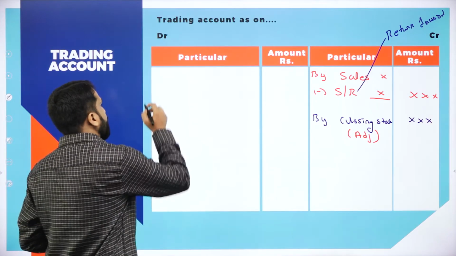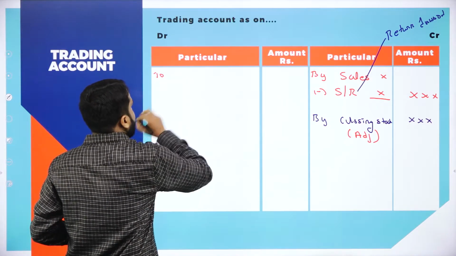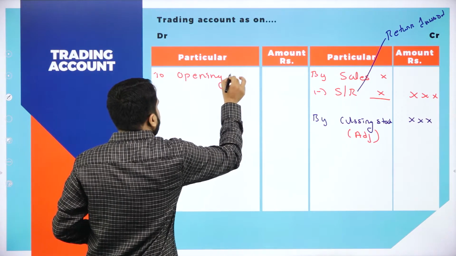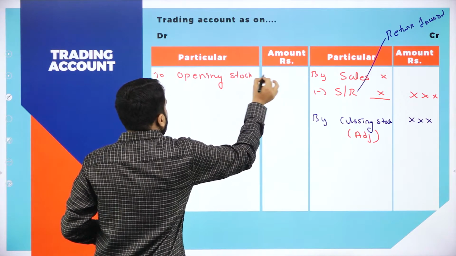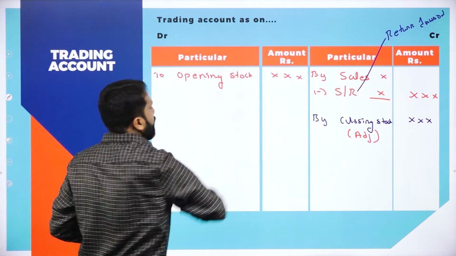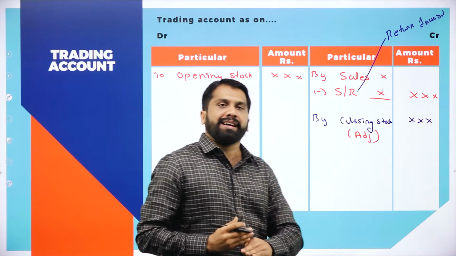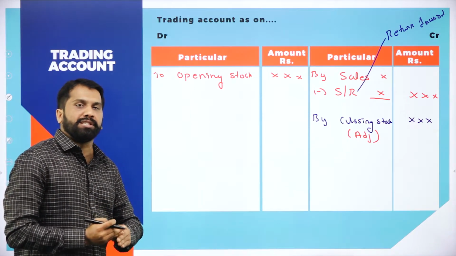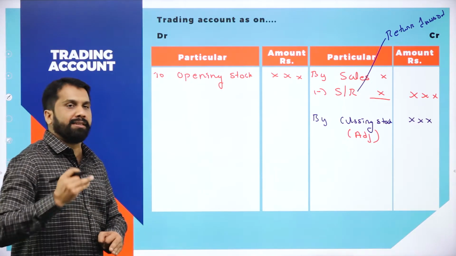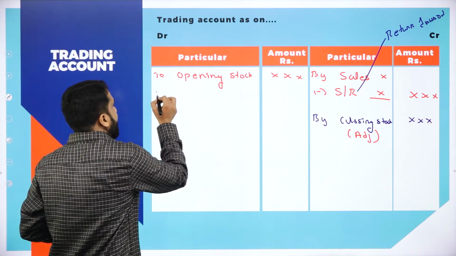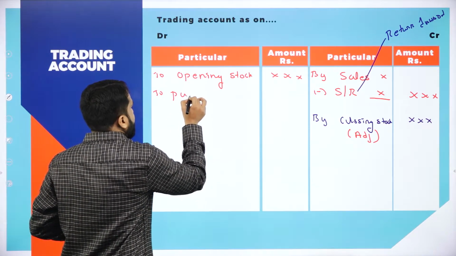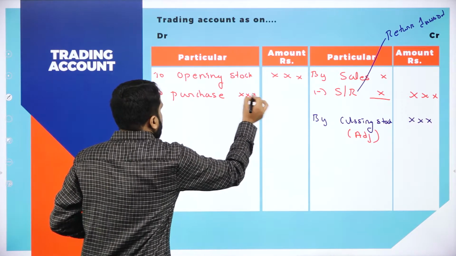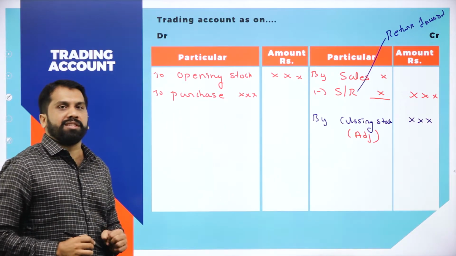Now we'll come to the debit side. Simple. The first one will be to opening stock. For opening stock, you will not get any adjustment. Directly we will write opening stock. Once opening stock is over, what will be the second one? Yes, the second one will be purchases.